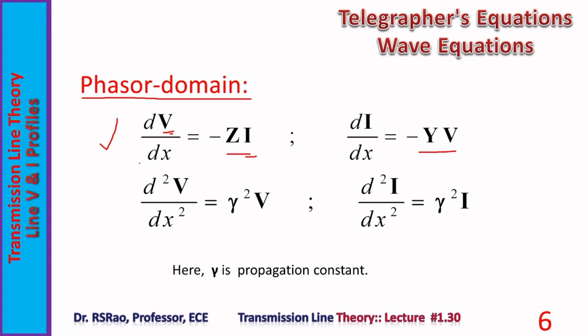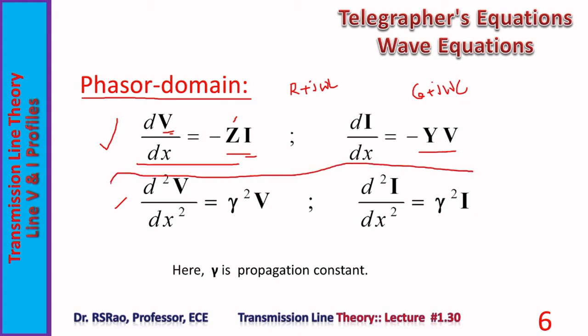They are phasors. They are complex quantities. That's why they are being shown with boldface letters. Here, in the first equation, Z is there. Z means R plus jωL. Second equation involves Y. Y here means G plus jωC. Second set, d²V/dx² equal to γ²V, d²I/dx² equal to γ²I. This is second set. This set is the wave equation in phasor domain.